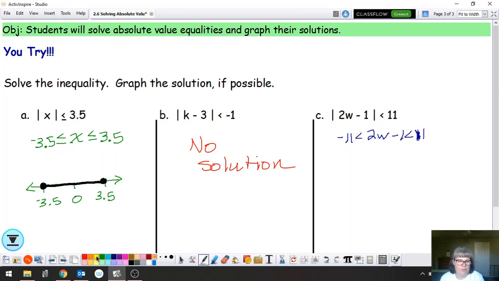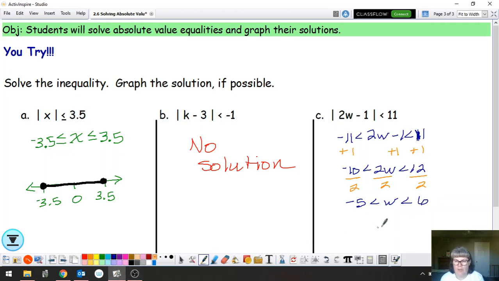So I'm going to add 1 on each end, and we're going to have -10 is less than 2w is less than 12, and then I'm going to divide everything by 2. So we're going to have -5 is less than w is less than 6.